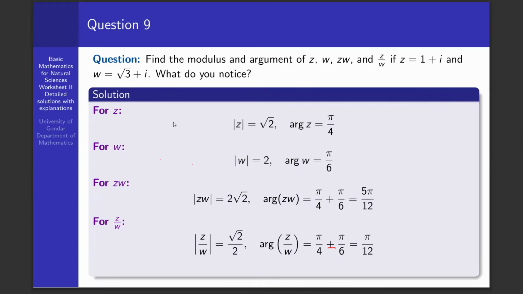Therefore, what we can observe here is that the modulus and argument of the product of two complex numbers is the product of their corresponding norms, and their argument is the sum of the arguments of the individual complex numbers. And for the quotient, the norm of their quotient is the quotient of the individual norms, and their argument will be the difference between the arguments of the two.